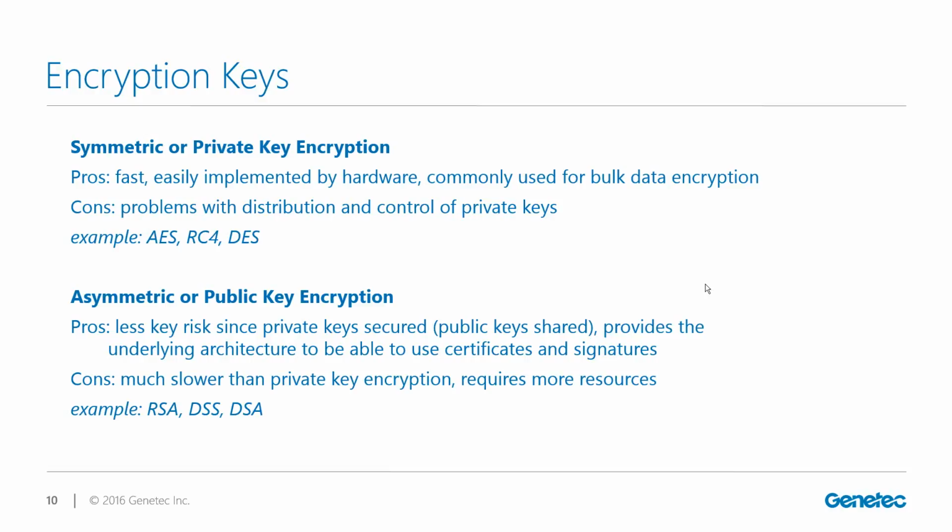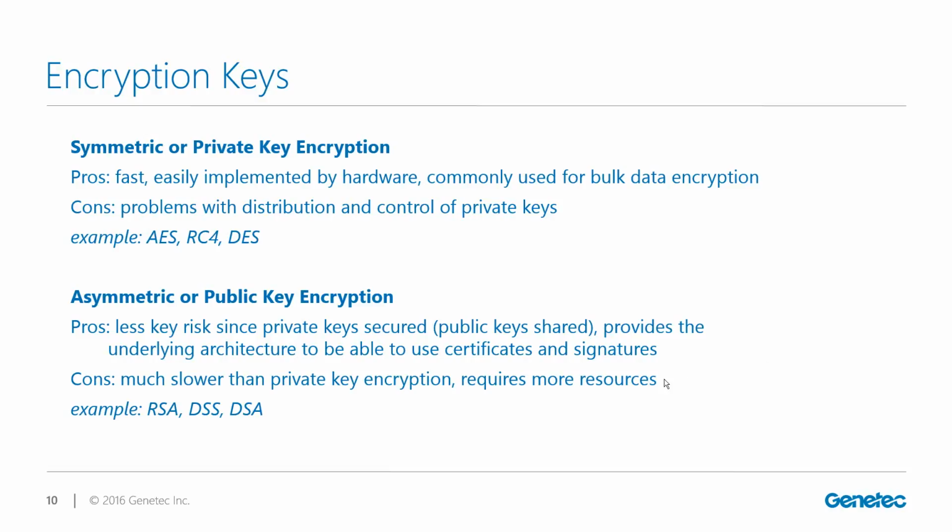Pros and cons for asymmetric, which is also known as public key encryption. Pros, of course, there's less risk because the private keys, we're keeping them more secure. Only the destinations should have the private keys. The public keys are shared with whoever, but if somebody gets their hands on the public key, they can't decrypt that information. That's fine. As well, we're going to take a look at certificates later, and the asymmetric encryption provides that underlying architecture to be able to use certificates and digital signatures and things of that sort.